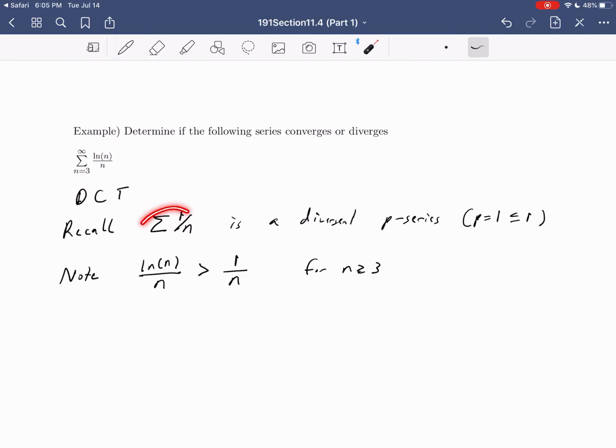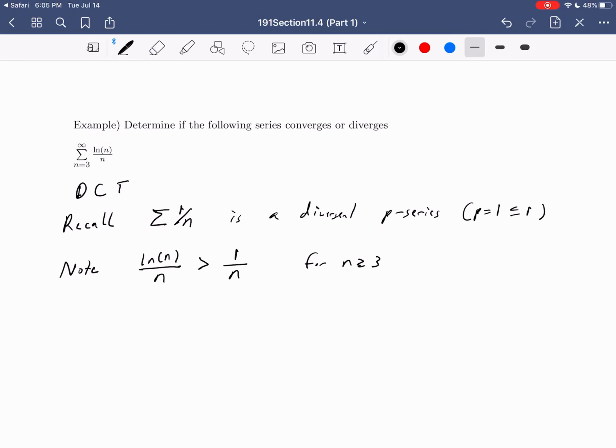But this series is a divergent series. So that means that our series is larger than a divergent one, which means it must also diverge. So by direct comparison test, the sum from n equals 3 to infinity of ln of n over n also diverges. And that's a lot easier. That's just recognizing that every one of these terms is automatically larger than every one of these, so it must also diverge.